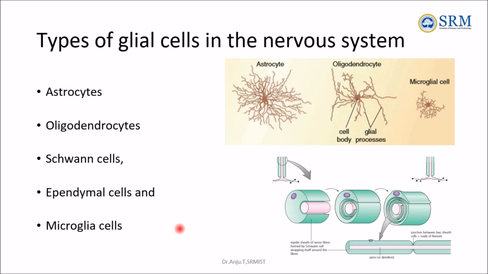The supporting cells, or the glial cells, are of different types. One is the astrocytes, the second is the oligodendrocytes, third is the Schwann cells, four is the ependymal cells, and five is the microglial cells. So these are the different types of supporting cells, or glial cells, found in the nervous system, giving support or nutrients to the major cells, that is the neurons.